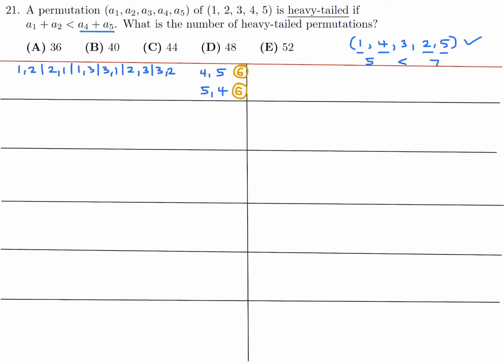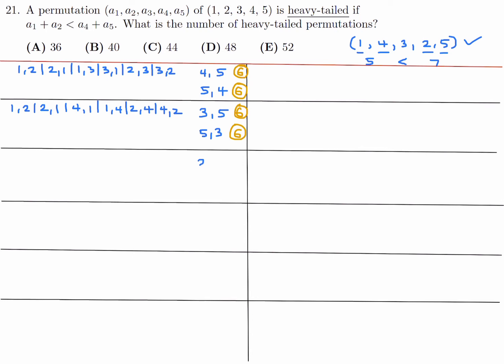Now I will make A4 and A5 3 and 5, like that. And now let's see what we have in terms of A1 and A2. A1 and A2 could be 1, 2, 2, 1, 4, 1, 1, 4, 2, 4, or 4, 2. So as before, we got 6 there. And when you reverse the order from 3, 5 to 5, 3, it's exactly the same with regard to what you can put for A1 and A2. So that's another 6.